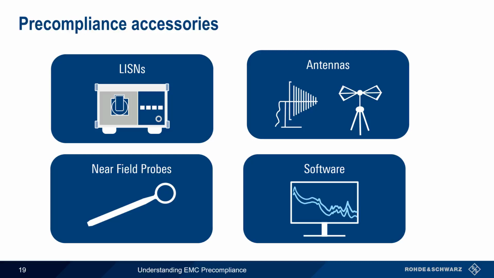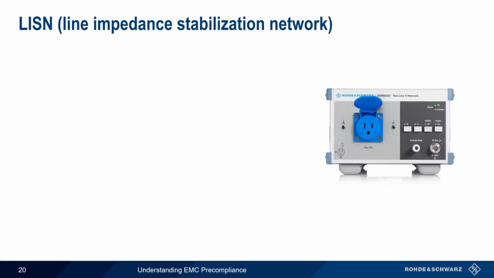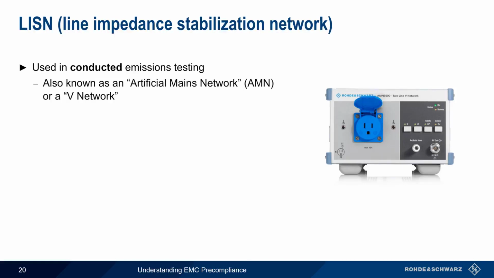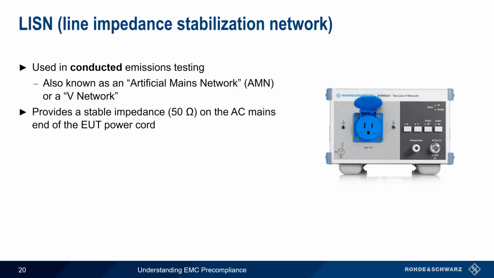pre-compliance testing. As mentioned earlier in this presentation, a LISN, or line impedance stabilization network, is used in conducted emissions testing. You may also sometimes hear these referred to as artificial mains networks or V networks. As the name implies, one of the main functions of a LISN is to provide a stable impedance on the AC mains end of the EUT's power cord. This helps ensure consistent, repeatable results regardless of where the test is conducted.